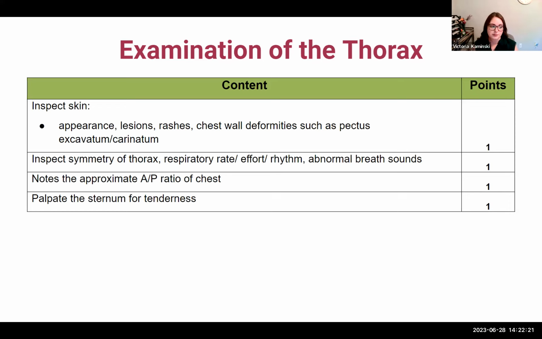You're going to verbalize the appearance: lesions, rashes, chest wall deformities. Inspecting for symmetry of the thorax. So you're looking at the respiratory rate, effort, and rhythm, and any abnormal breath sounds. You're going to look at the chest in the front as well as on the side and the back, looking for AP ratio of the chest, and then palpating the sternum for tenderness. So you should be palpating with your hands for that.